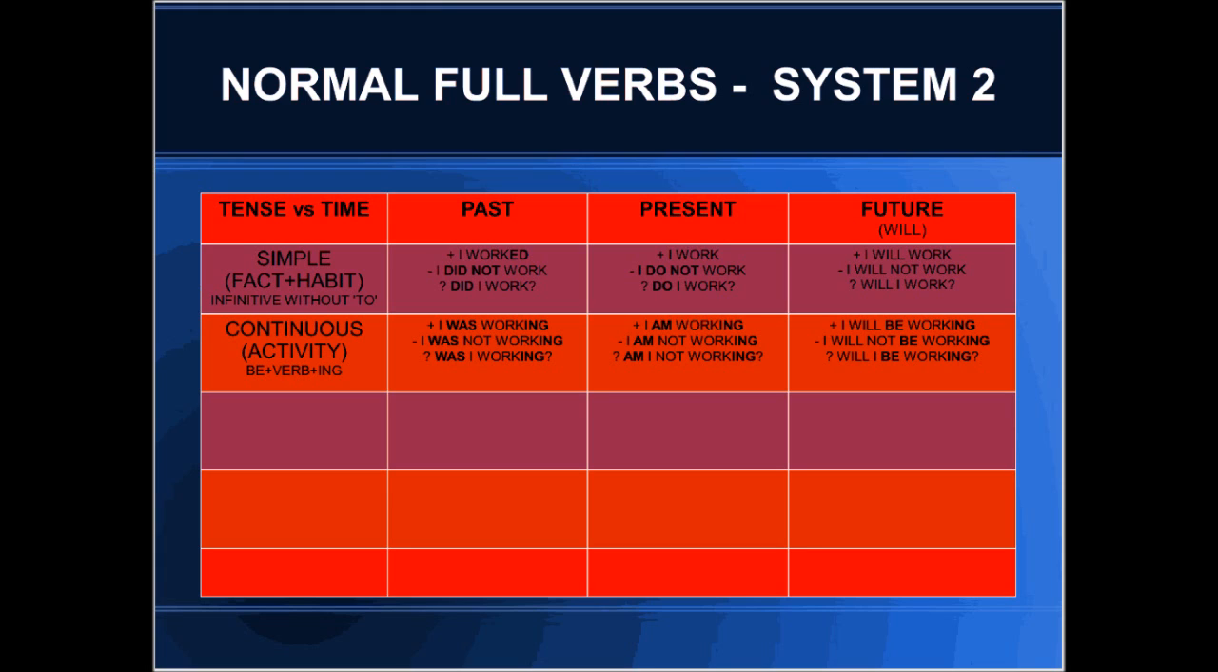Here, we are also asking students to define the difference between the simple and continuous forms. That's between facts and habits and activities. This can be a choice, a perspective of the student in the past and the future, but it's not so simple in the present, where facts just use the simple form and the present action uses the continuous form.